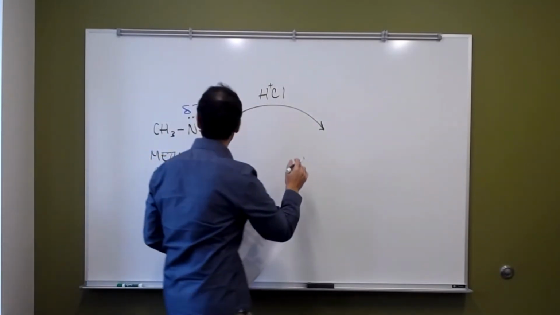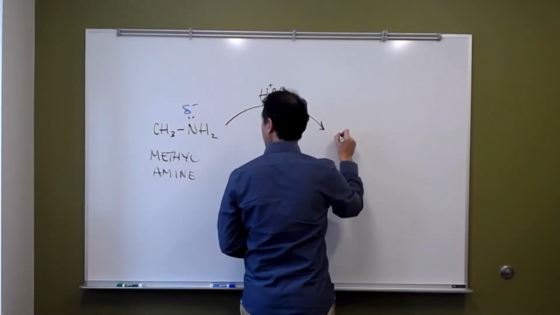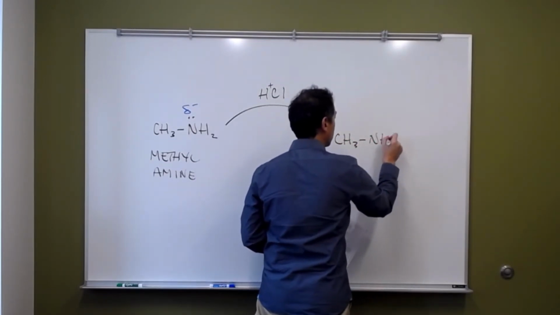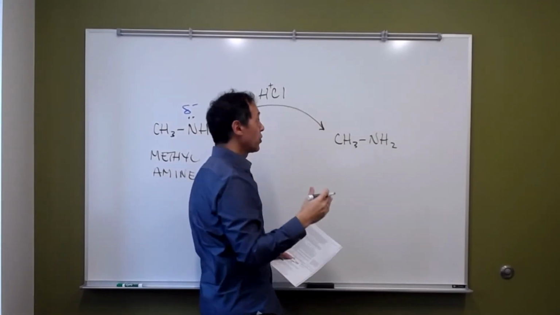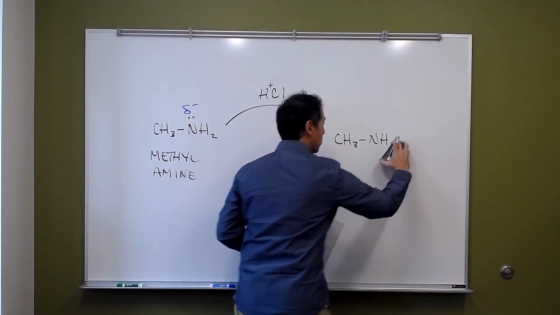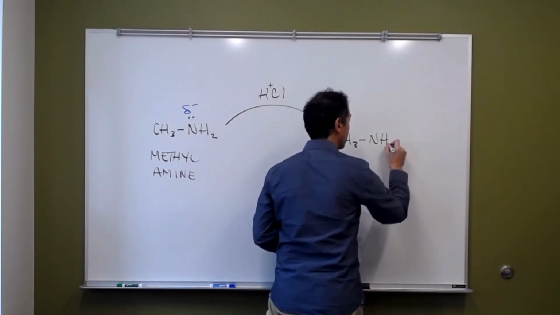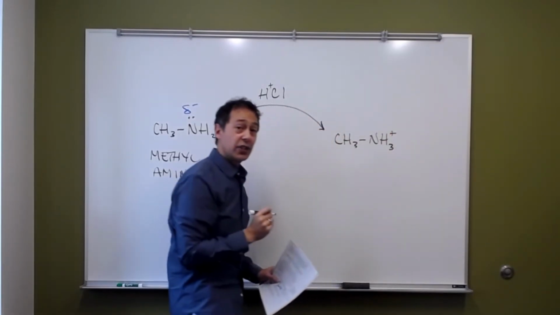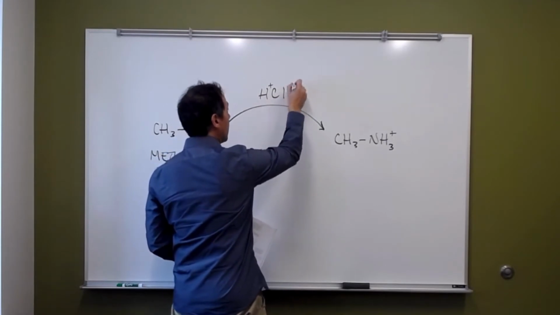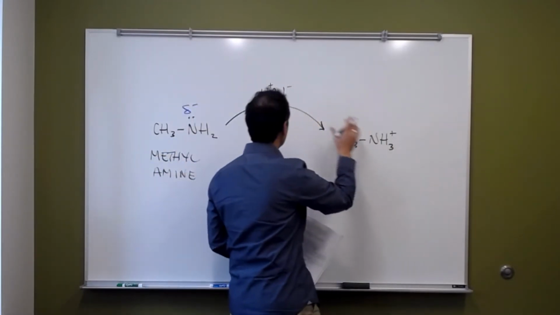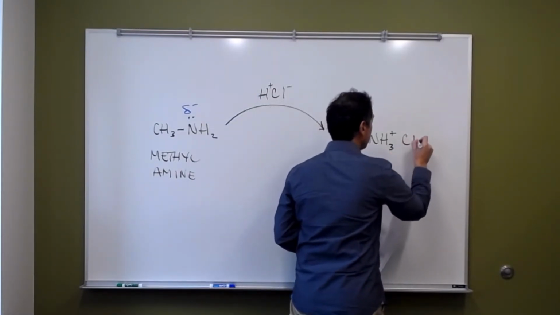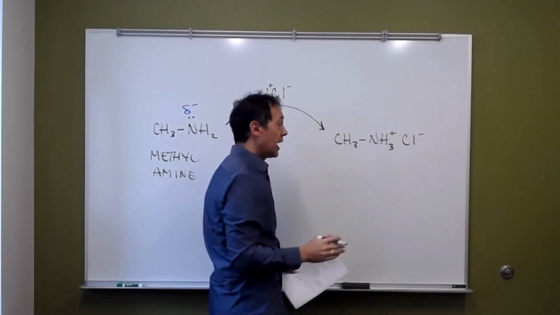So over on the other side here, we're going to have our methylamine, like this. And then we're also going to have this hydrogen attached. So I'm going to change this from H2 to H3. And I'm going to put a little positive sign on there like that. So we've added that hydrogen. And then this chloride ion over here is going to be attracted. Now the chloride ion is negative. This is positive, like this. And so they'll be attracted to each other.